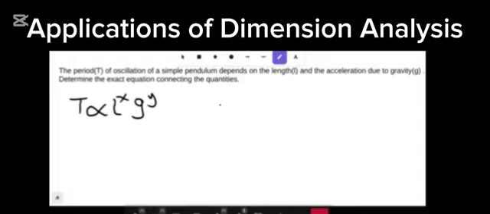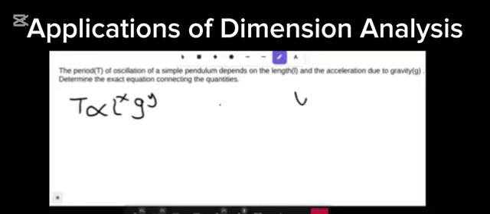We will be given information concerning the dependence. Like this question says, the period, symbolized as capital letter T, of oscillation of a simple pendulum depends on length and the gravitational acceleration, or acceleration due to gravity. We are now told to determine the exact equation connecting these physical quantities, connecting T, which is the period, to L. It is T that depends on this. This is the dependent variable.